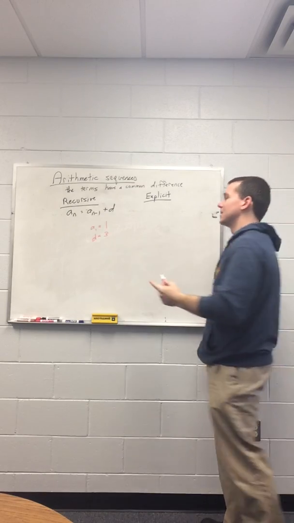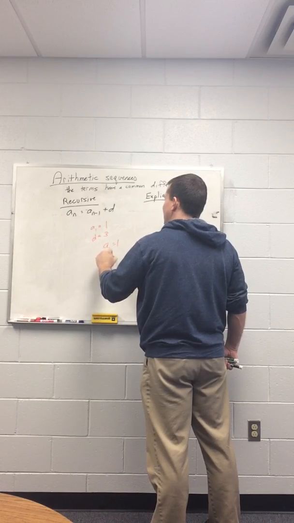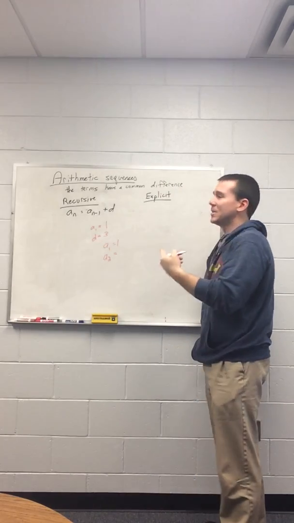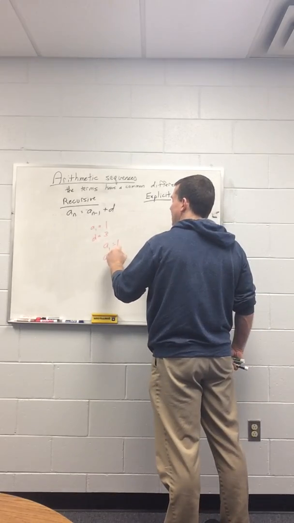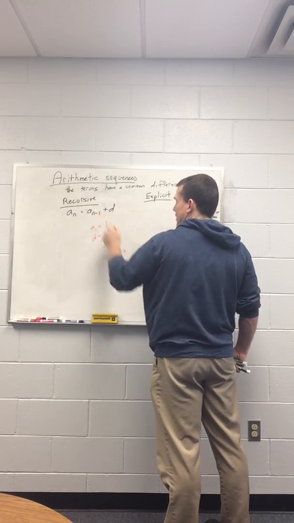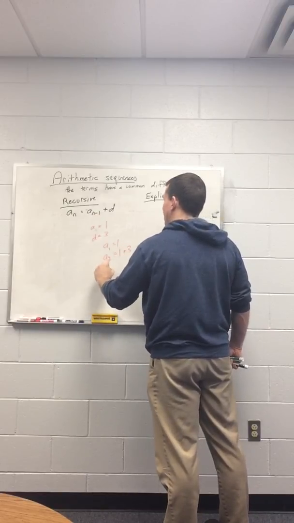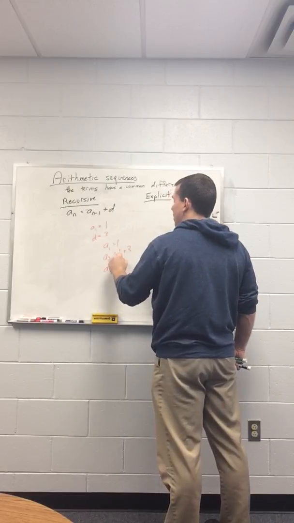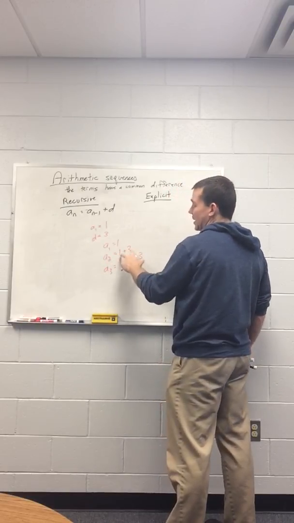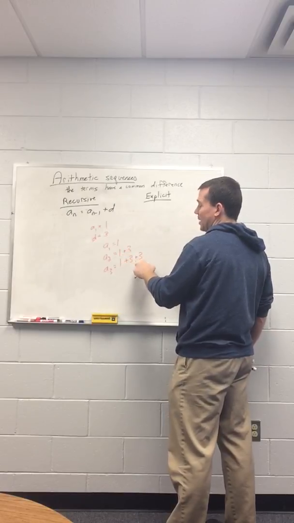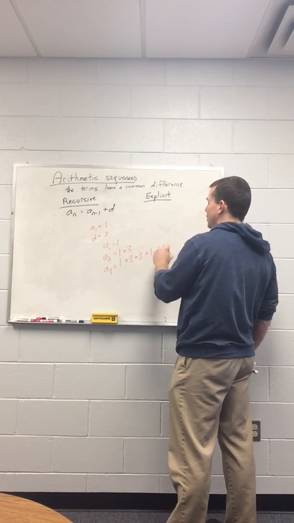List out the first few terms. Well, a sub 1 is 1. A sub 2, I know it's 4, just add the difference, but I'm going to write it somewhat differently. It's actually the first term plus the difference, just like the recursive formula says. So it's the first term plus 3. A sub 3 would be the first term plus 3 plus 3, because it's the previous term, 1 plus 3, plus 3. But then this becomes 1 plus 2 times 3.